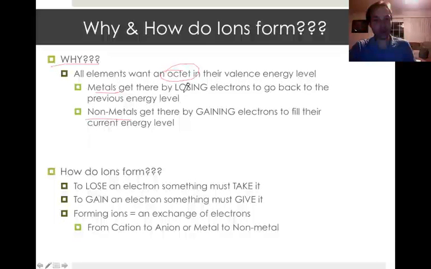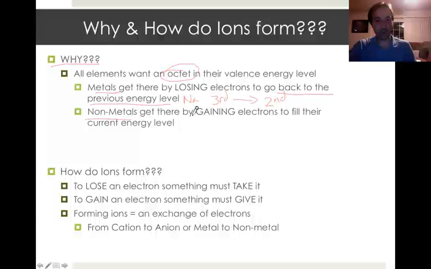Metals are losing electrons to go back to the previous energy level. For example, sodium, we talked about, its starting valence energy level is the third energy level. But in order to get to its octet, it loses an electron, which makes its valence no longer the third energy level, but the second energy level. So its octet is actually in the previous energy level. It gets rid of its third.